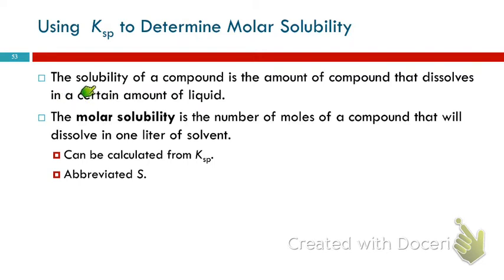So we looked at a graph comparing solubilities of different compounds in 100 grams of water. The solubility is the amount of compound that dissolves in a certain amount of liquid. Often it's how many grams per 100 grams of water. We can talk about molar solubility. That would be moles of compound that dissolve in 1 liter of solvent. And so that would have a unit, moles per liter, or molarity. We can calculate that from the KSP, and we typically abbreviate that as S for solubility.